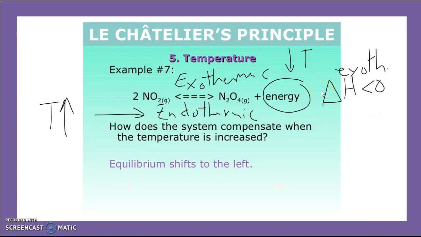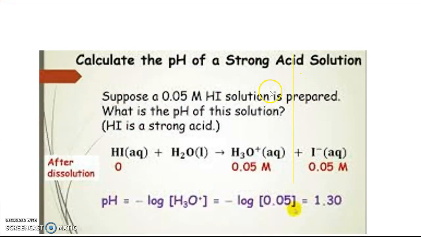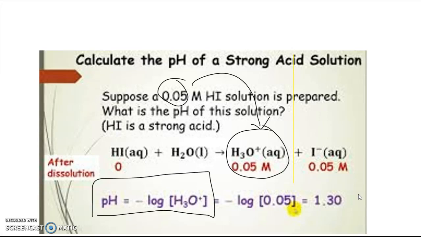In the case of the pH of a strong acid solution, remember that when you dissolve the acid, you are going to have 100% ions. Then the concentration of the acid is the same as the concentration of the hydronium ion in solution. And then you apply this formula and you get the pH, in this case 1.3, that is acid because it's lower than 7.